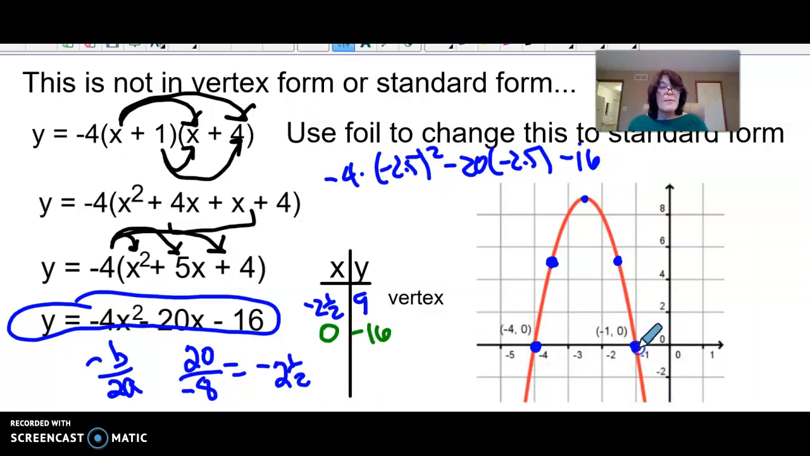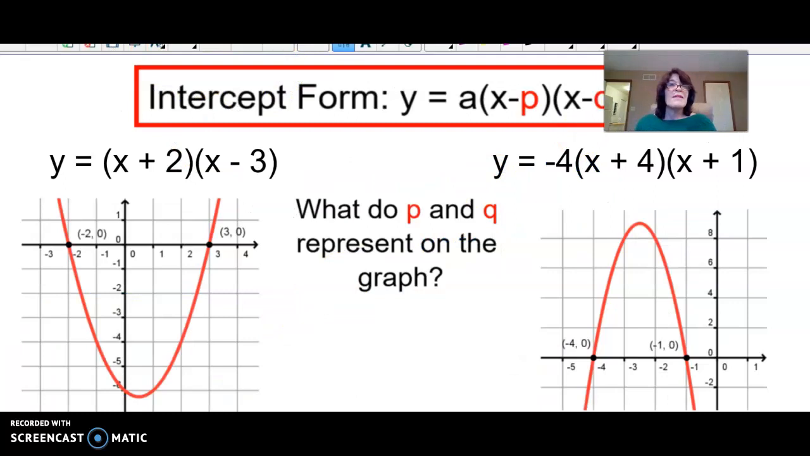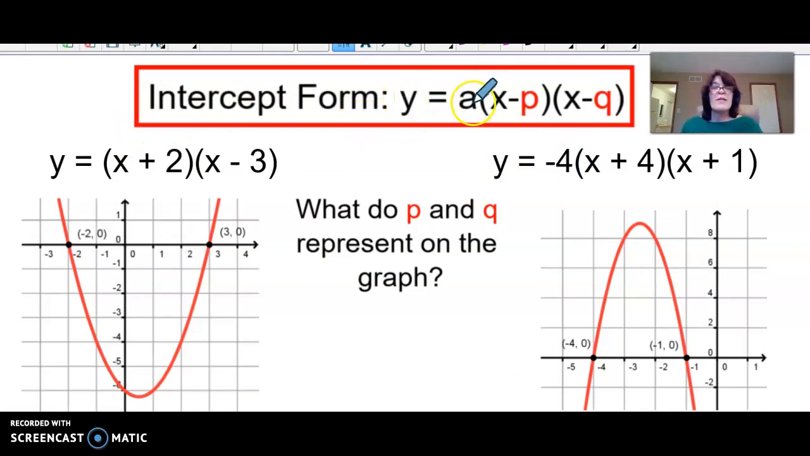What I want you to notice are the intercepts, which I don't know in standard form if we ever would have gotten to, probably. I might have put -4 in, or I might have put -1 in just to see what I get. But notice, again, the original form was y equals -4 times x plus 1 times x plus 4. And my intercepts were -4 and -1. It's upside down because my a is still -4. That's why this is called intercept form. This is a new form called intercept form: y equals a times x minus something times x minus something else.